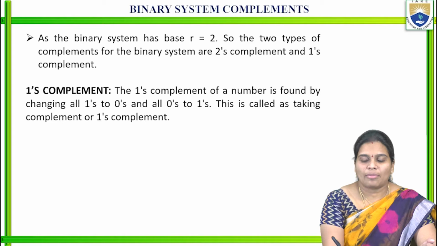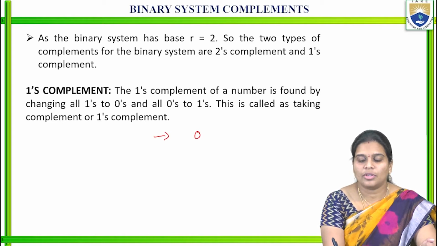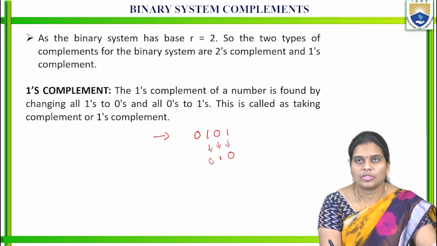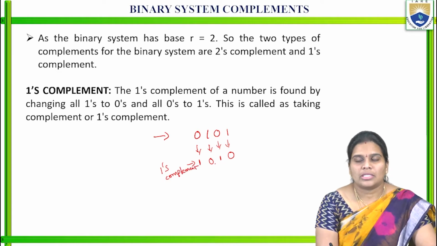Okay, an example of this is 0 1 0 1. This is the original binary number. Now I want to apply the 1's complement of this binary value. So what is the 1's complement? 1's will change to zeros as well as 0 will change to ones. So 1 will change to 0, 0 will change to 1, 1 will change to 0, 0 will change to 1. So this is the 1's complement of this binary value.